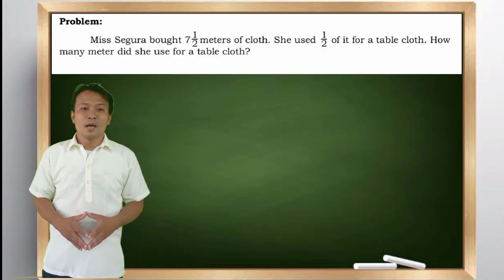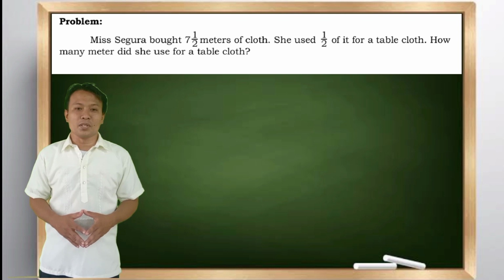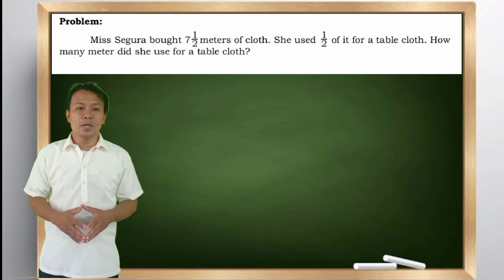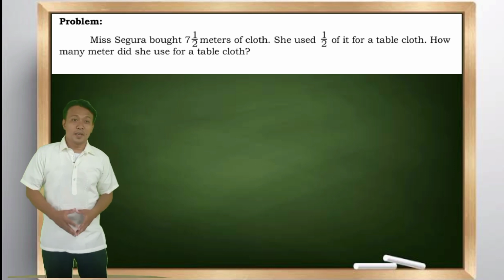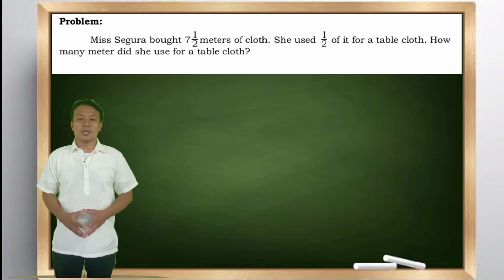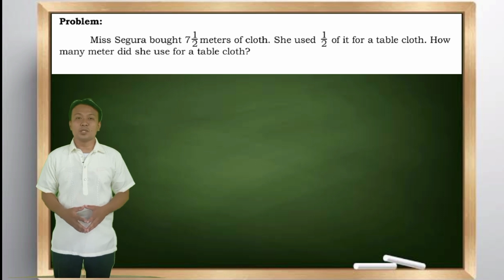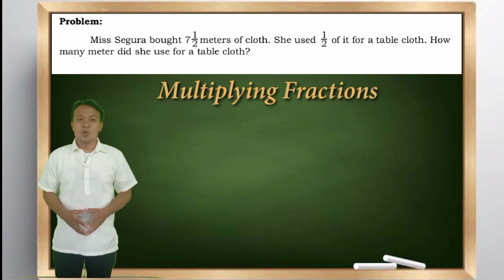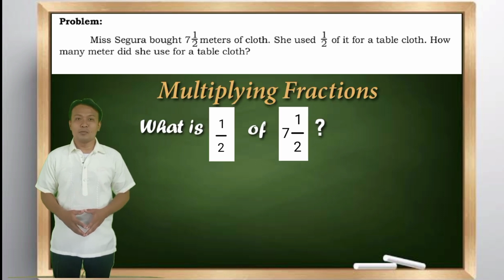Miss Gora bought 7 1/2 meters of cloth. She used 1/2 of it for a tablecloth. How many meters did she use for a tablecloth? To find out how many meters of tablecloth she used, we will now apply the process of multiplying fractions. What is 1/2 of 7 1/2?